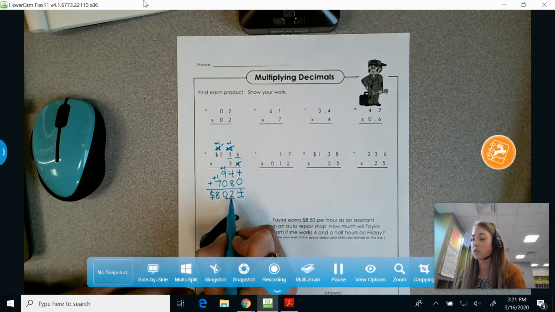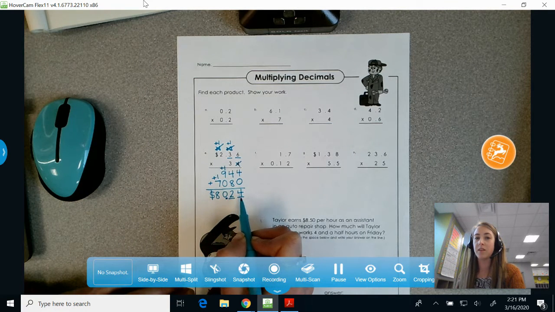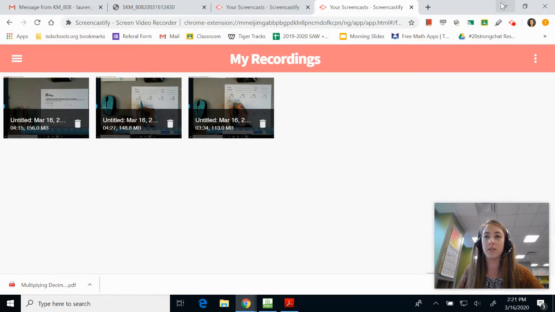So remember, this 2 is like having 2 dimes, and this 4 is like having 4 pennies. I'm going to go ahead and get your work up that you're going to be doing today on your own.